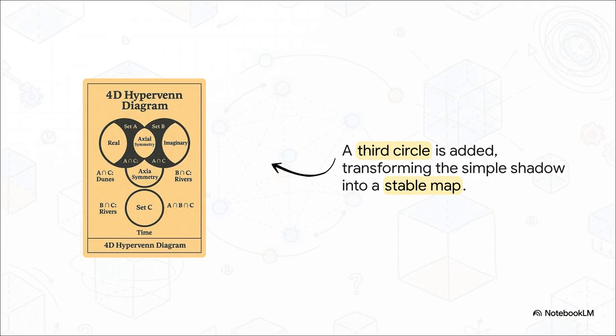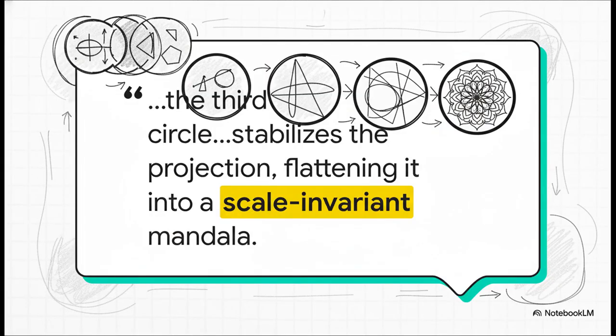This new element doesn't just add more information, it organizes the whole thing. The source material uses a great analogy for this. Think of it like a high-quality camera lens. The first 2 circles create the basic image, sure, but that 3rd one acts like a corrector. It removes all the distortion and gets you that super sharp focus. And the result is what the source calls a scale-invariant mandala, basically a stable pattern that holds its structure no matter how you look at it.